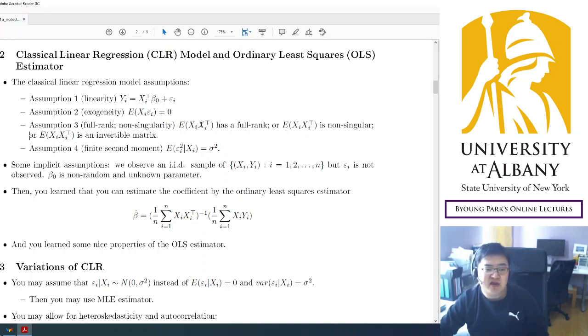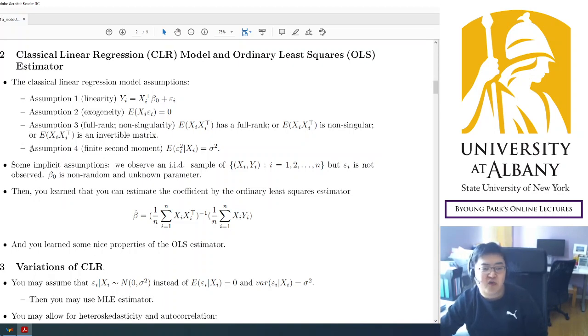Mathematically, this statement is equivalent to saying that the matrix has full rank, or that the matrix is non-singular. They are mathematically the same statements. But I don't know why the full rank or non-singularity assumptions are more commonly used. Anyhow, the existence of the inverse is what we need.